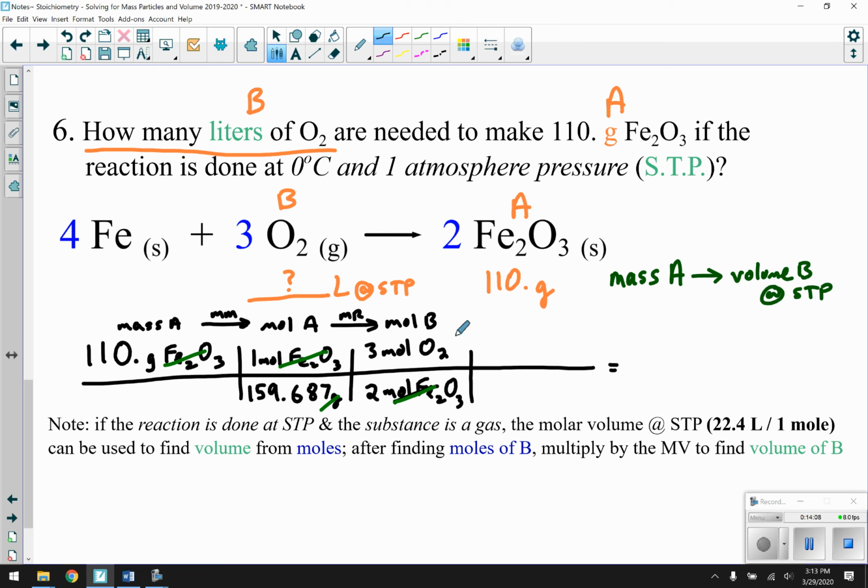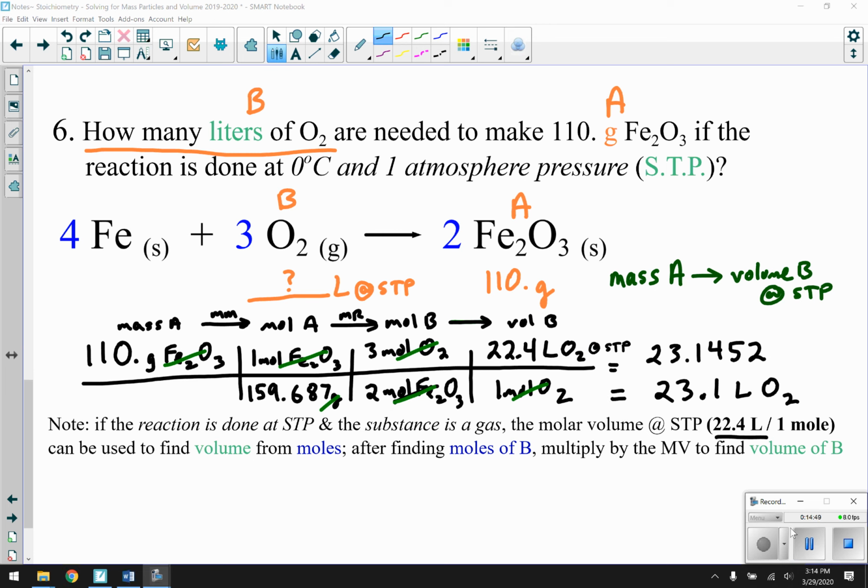Now, if you remember from the last chapter, when you have moles, you can actually go directly to volume using the molar volume, which is 22.4 liters of oxygen per 1 mole of oxygen. You can see you can just go directly to volume. You don't need to go to mass of B and divide by the density, because the molar volume is a direct relationship between moles of oxygen in this case and liters of oxygen. And now it's all over but doing the math. So let's complete this problem right now.